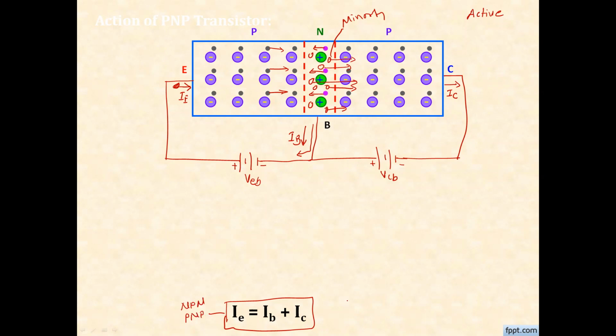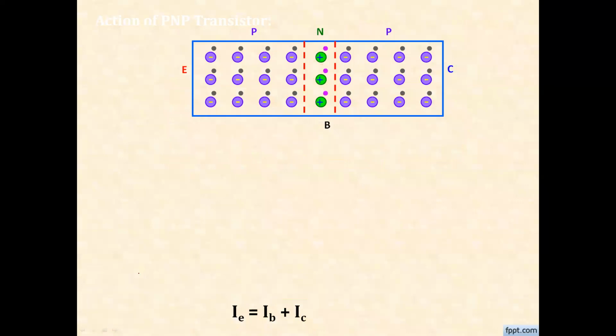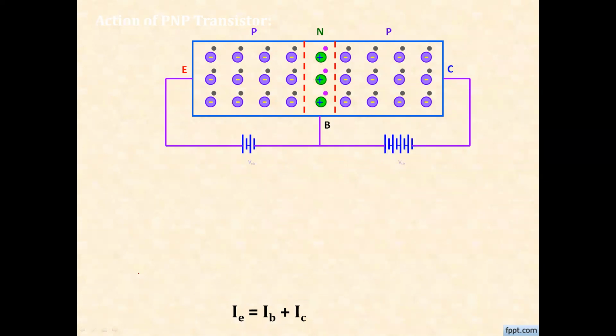But as we know, the base current has a very small magnitude, so IE is approximately equal to IC. Okay, and now you can see the actual diagram. The emitter to base junction is connected in forward bias, and the collector to base junction is connected in reverse bias. The black color shows the movement of holes. And we say that in a PNP type of transistor, the direction of current is in the direction of the holes.